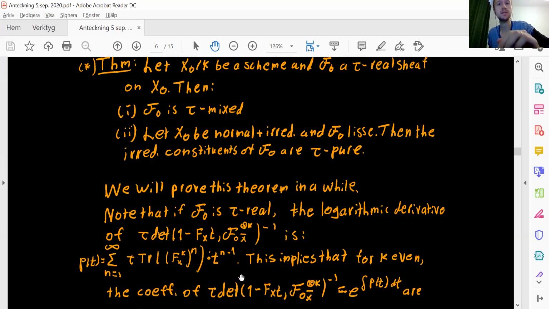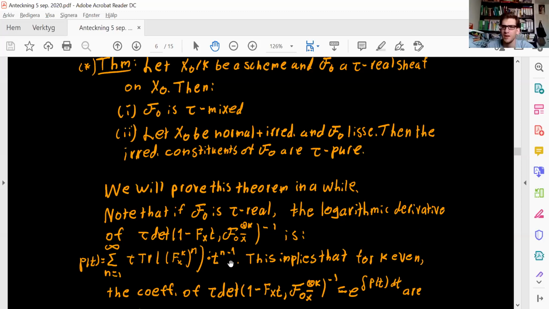And this logarithmic derivative is precisely the sum from n equal to 1 to infinity of tau applied to the traces of fx, and then this is the kth power, and this is times t^n. And then I take times t^(n-1).